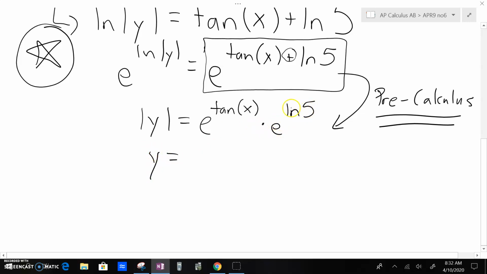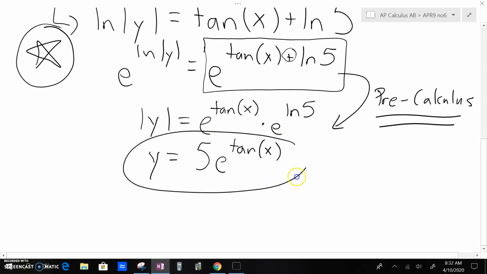e to the ln 5, that's just 5. And the common wrong answer, so this is the right answer. The common wrong answer that you would have been allowed to pick, and many of you picked, was e to the tan of x plus 5. In other words, you took that plus and dropped it down between the two terms, but that plus is on the powers. And when you have an addition sign in the powers, what that does is it becomes a multiplication sign between the two bases. And hopefully that makes sense.